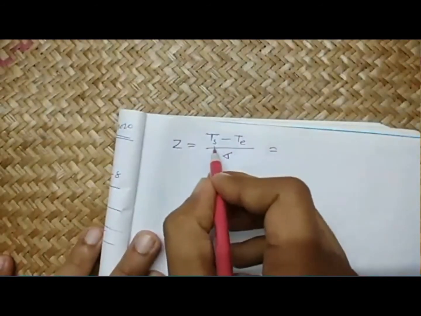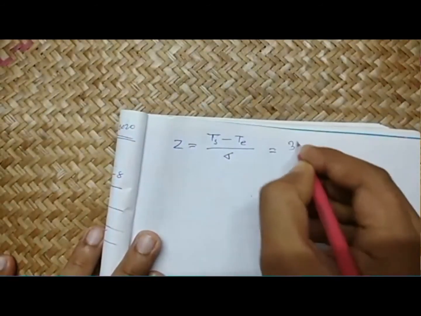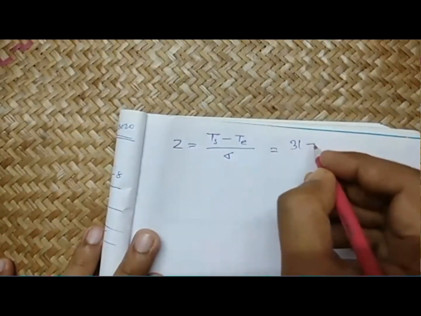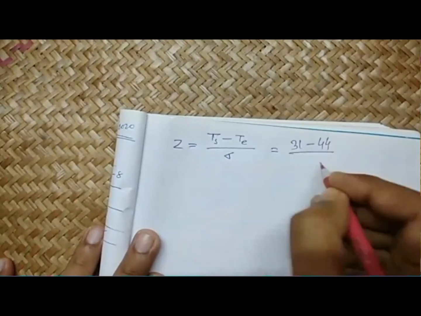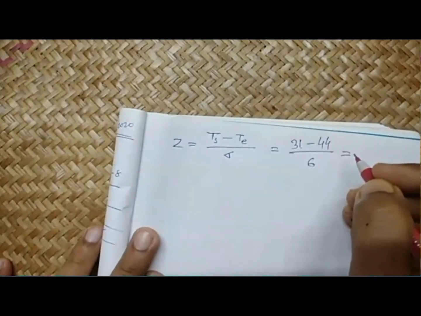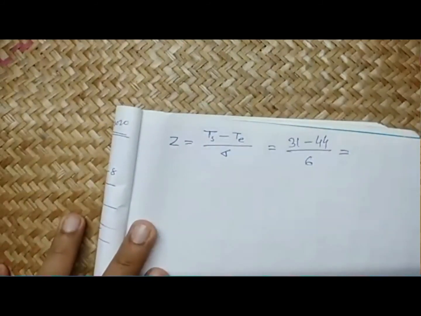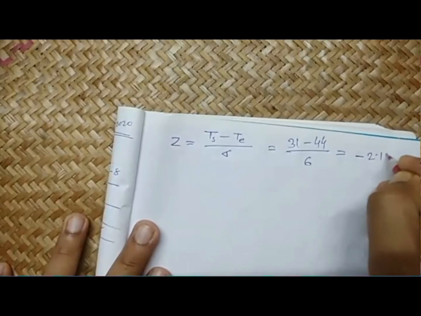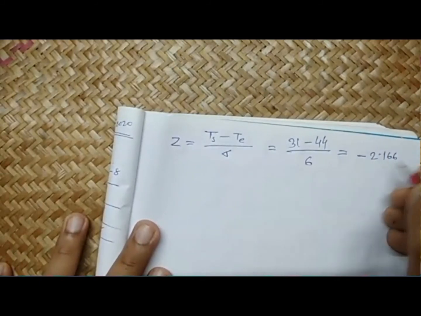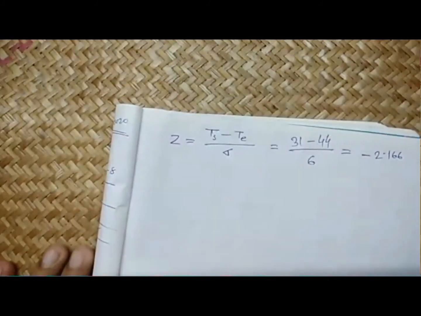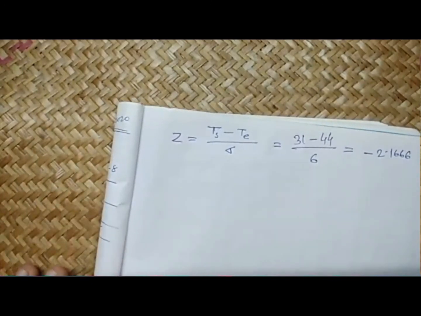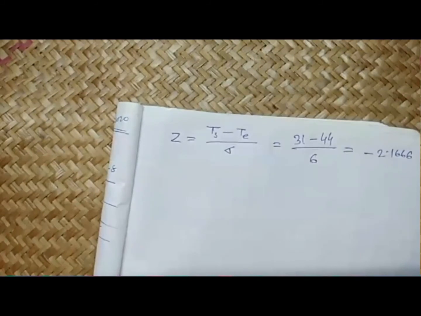Here the target time is 31 days, and we can see that the expected time of completion of the project is 44 with standard deviation 6. So this Z becomes negative, and this becomes minus 2.166, and there will be a lot of sixes. Okay, it will be such a way. So we have found out Z.